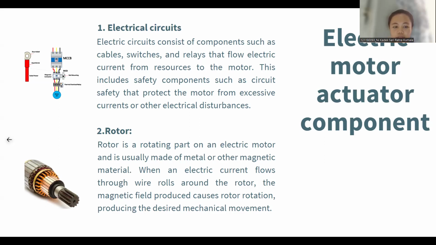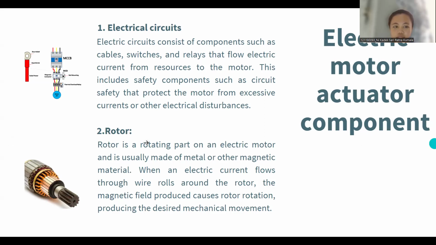Second, rotor. The rotor is a rotating part of an electric motor and is usually made of metal or other magnetic material where an electric current flows through wire rolls around the rotor. The magnetic field produced causes rotor rotation, producing the desired mechanical movements.